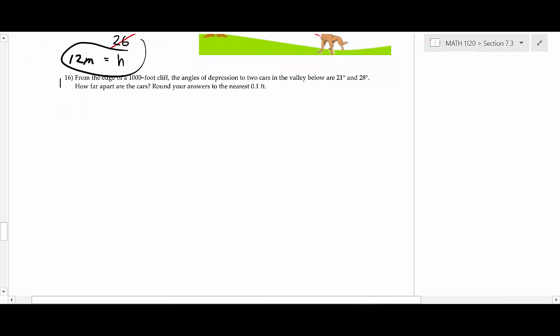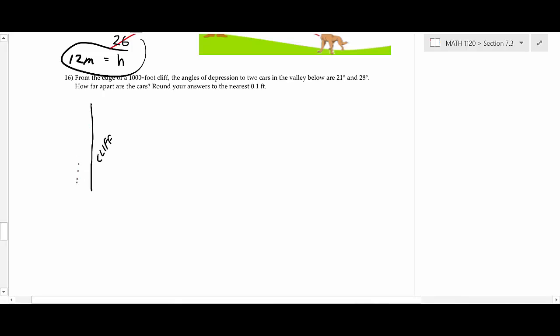Okay, so let's see what we have on this one. It says, from the edge of a 1,000-foot cliff, the angles of depression to two cars in the valley are 21 and 28. So we're going to figure out how far apart the cars are. Okay, well, there's several ways to draw this. First thing I'm going to do on this is going to be my cliff.